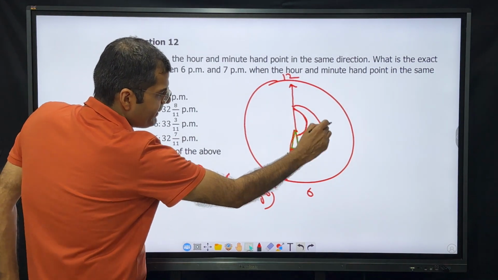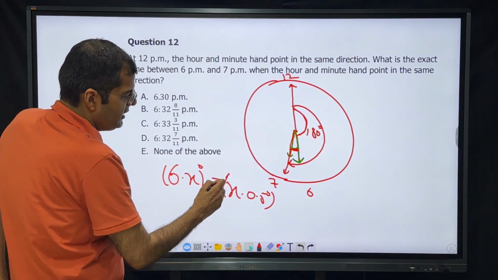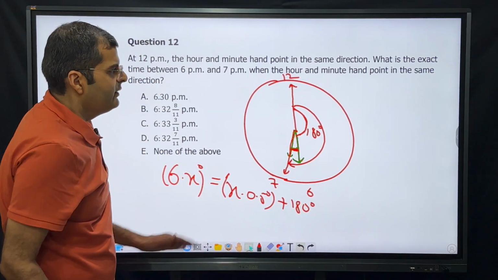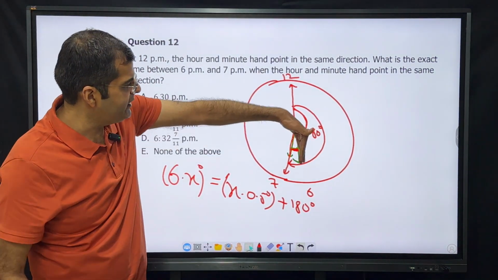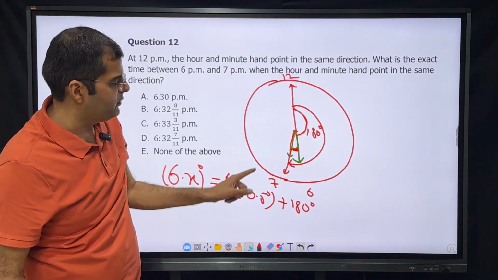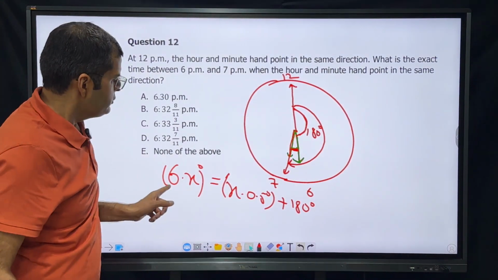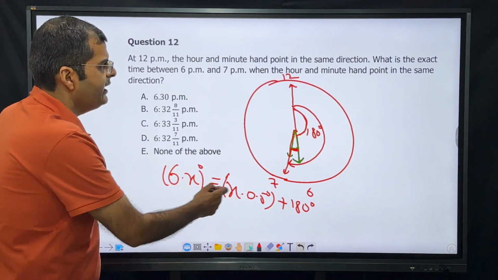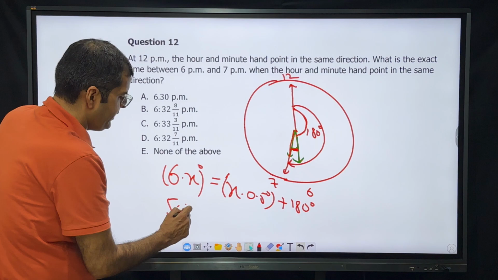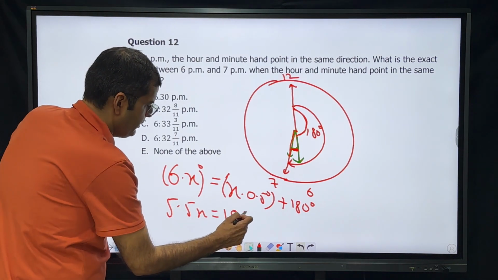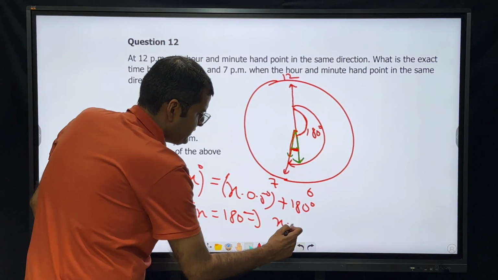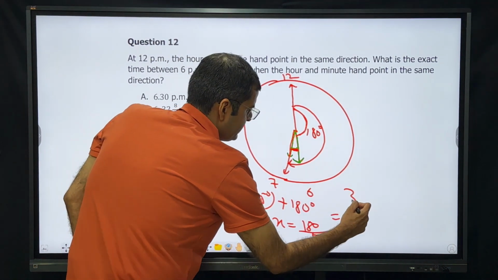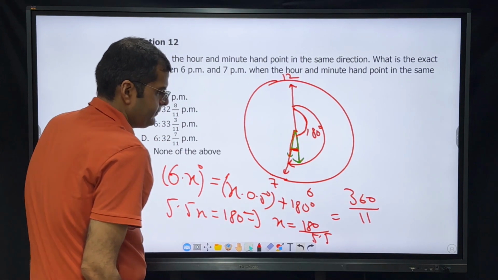So the movement of the minute hand, which is 6x degrees, should be equal to x into 0.5 degrees plus 180 degrees. So the minute hand moved 180 degrees plus how much the hour hand has moved, which is 0.5x degrees. So 6x equals 0.5x plus 180. And I can get x from here. So I get 5.5x is equal to 180. So I'll get x as 180 divided by 5.5, or 360 upon 11.